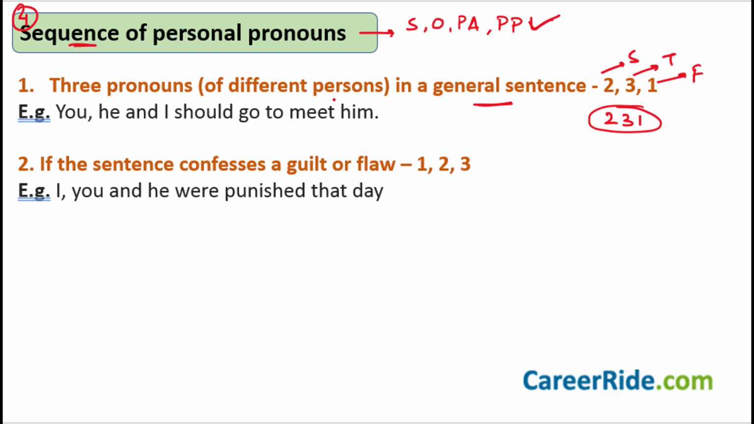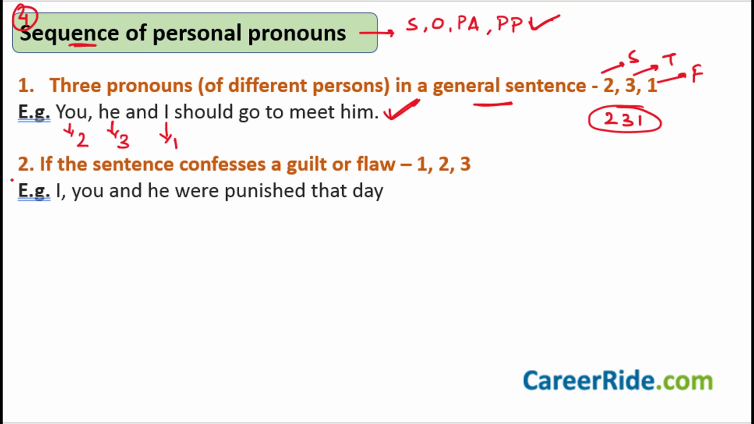This is a general sentence, right? There is no confession, no guilt, no flaw, nothing pointed out here. So what is the sequence we have? The sequence we have is second person, third person and first person, and all of them have to be in the same case. All of them have to be objective case or subjective case. That also you have to pay attention to. So, you, he and I should go to meet him is the sentence that we have written here.